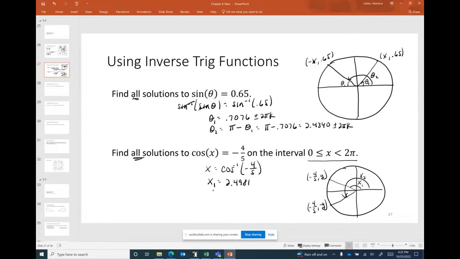All right, so how do we find that X sub 2, that second angle? Well, let's see. If this angle here is X sub 1, it looks like this angle here is the same, just negative X sub 1, right? So that means that X sub 2 could be considered 2 pi minus X sub 1, right? Or 2 pi minus that 2.4981. All right, let's see what that is.